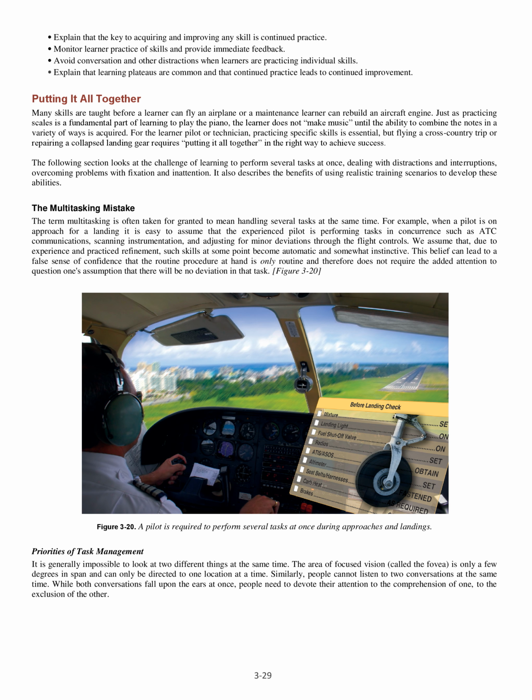It is generally impossible to look at two different things at the same time. The area of focused vision, called the fovea, is only a few degrees in span and can only be directed to one location at a time. Similarly, people cannot listen to two conversations at the same time. While both conversations fall upon the ears at once, people need to devote their attention to the comprehension of one, to the exclusion of the other.